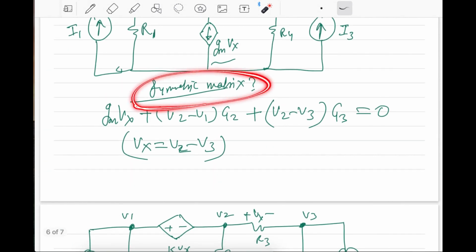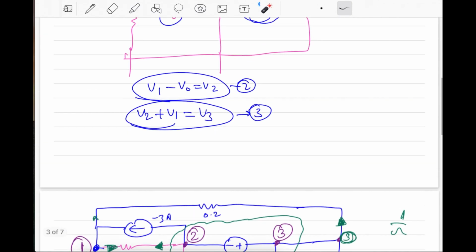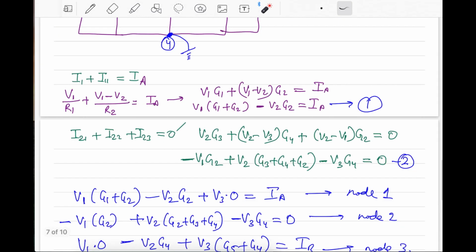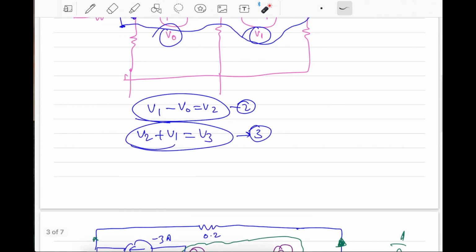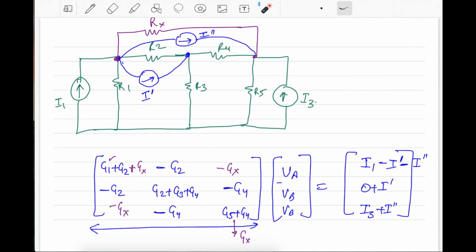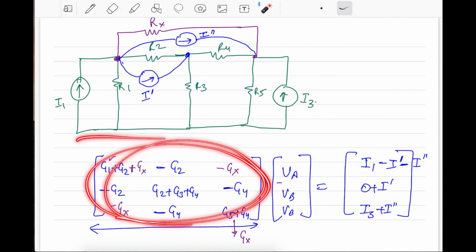Similarly for this. What we have observed is that if you find a circuit having current sources and resistances, and you are solving through nodal analysis, then you will have no problem. You will have symmetric properties and you can easily do all this type of analysis which we were discussing in our very first slide.